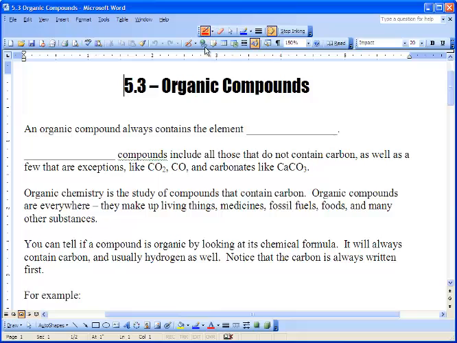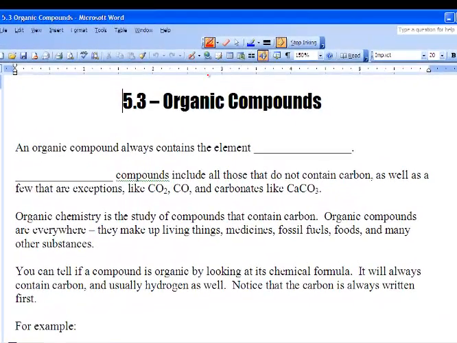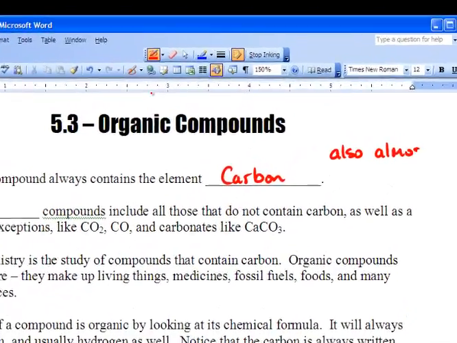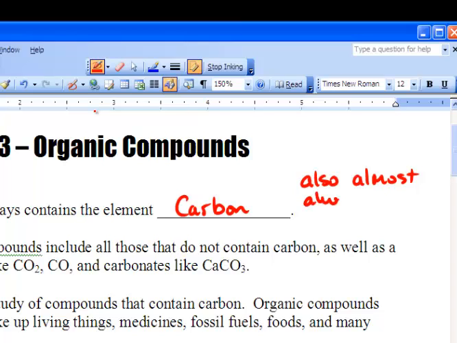Now, organic is really funny because we hear that word organic in the grocery store. Ooh, organic food is so great. Well, it is really good, but guess what? All food is organic because any organic compound contains the element carbon. Now, almost all of the organic compounds also almost always contain hydrogen as well.